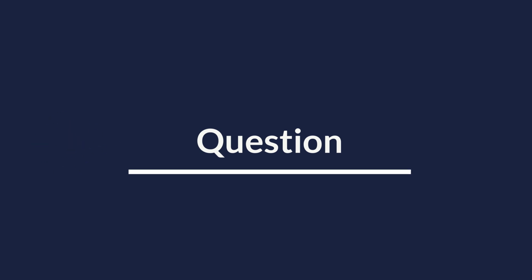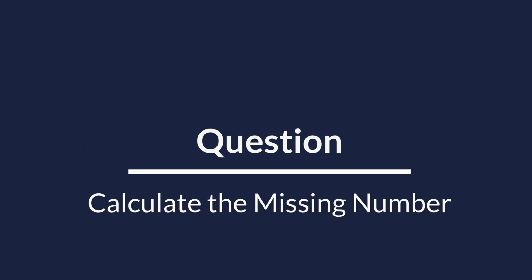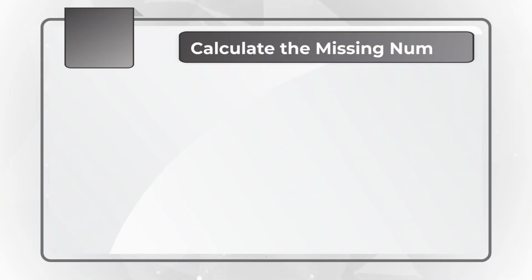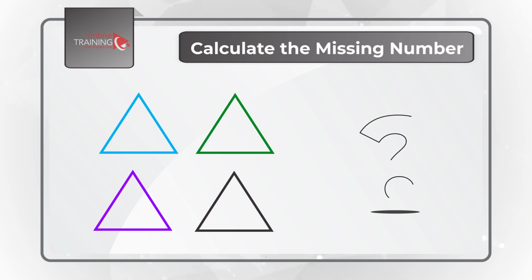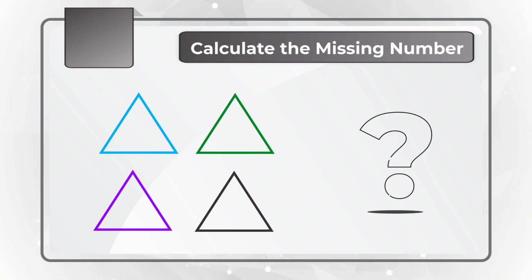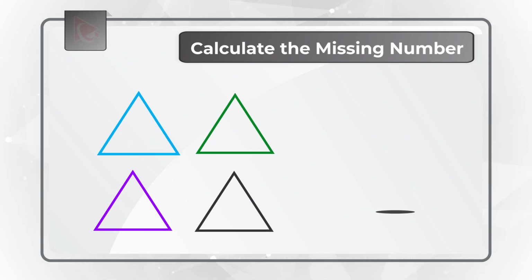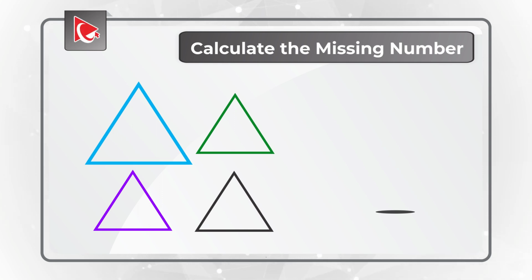Here's the famous 4-triangle question you regularly observe in the test. You need to calculate the missing number, which is represented by the question mark. And you're presented with 4 different triangles. Each triangle is of a different color. The first bottom left corner blue triangle has numbers in the corners 2, 2, and 6.